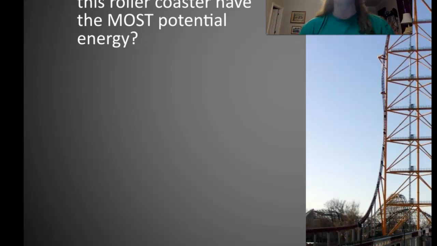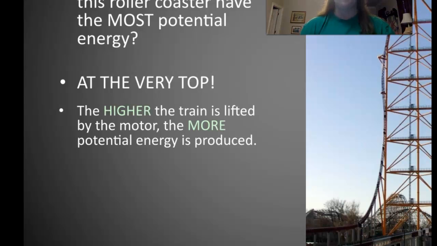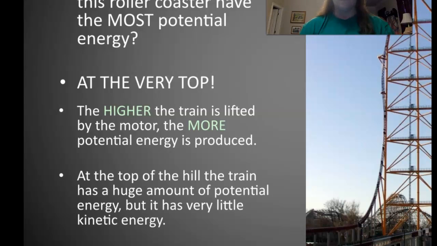Roller coasters. When does the train on the roller coaster have the most potential energy? At the very top, because it is the farthest from the ground. The higher the train is lifted by the motor, the more potential energy is produced. At the top of the hill, the train has a huge amount of potential energy, but it has very little kinetic energy. One can assume that at the top of the hill, it hasn't started moving yet, and therefore that's why it has very little kinetic energy.